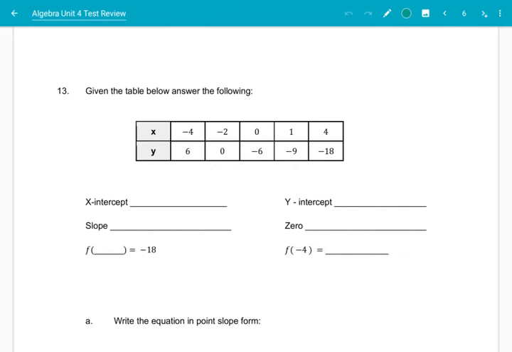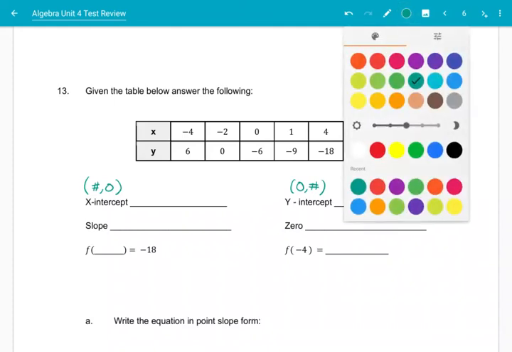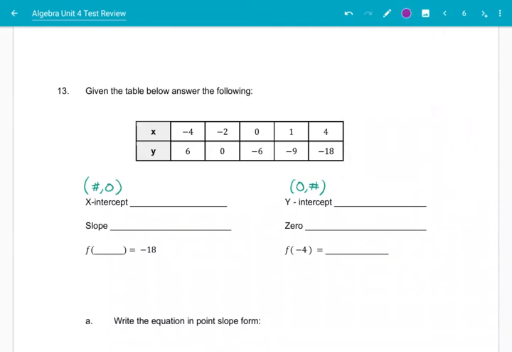X-intercept, y-intercept, 0, slope. F of something is minus 18, f of minus 4 is something. All right, well, the x-intercept. Remember, the x-intercept will always have a number, and the y is always 0. And the y-intercept, the x is always 0, and the y is a number. So let's see if we can't find that.